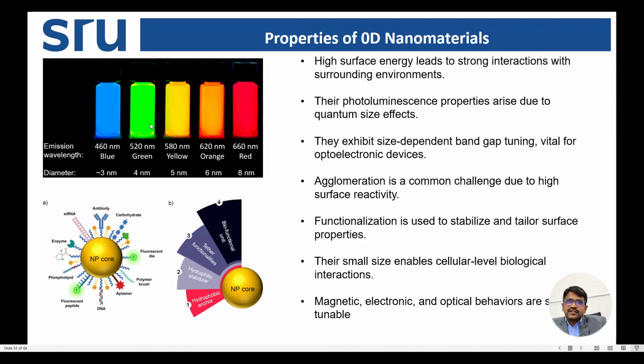These are all nanoparticles from 8 nanometer to 3 nanometer. But see the difference in optical properties. The 8 nanometer quantum dot shows red color. The 6 nanometer nanoparticle shows orange color. The 5 nanometer nanoparticle shows 580 nanometer wavelength, yellow color. Then 4 nanometer is green, and 3 nanometer is blue.